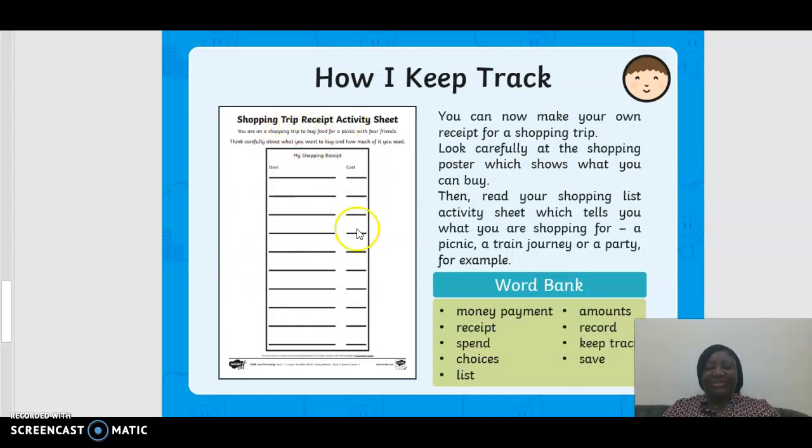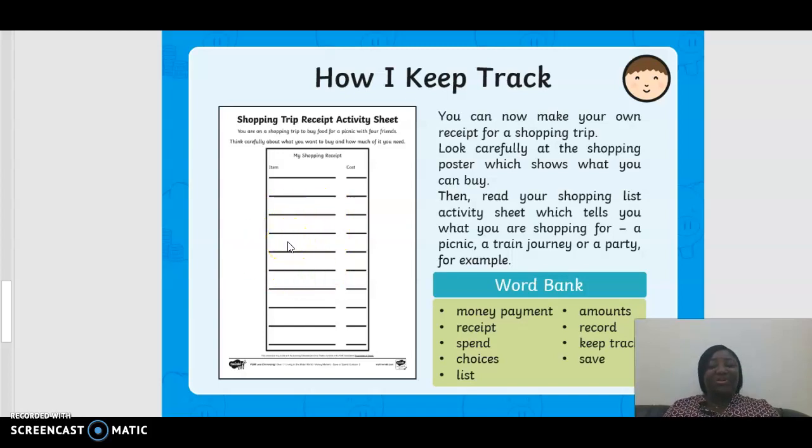This is a sheet. When you go with mom and dad to the grocery store, they pay at the cashier's counter, and the cashier scans each of the products, and at the end she calculates it all and prints out a receipt. On that receipt, it tells whoever has gone shopping how much they have spent on each item. So for you, you can keep a shopping receipt when you go shopping as well.